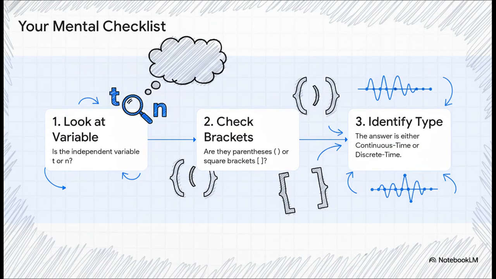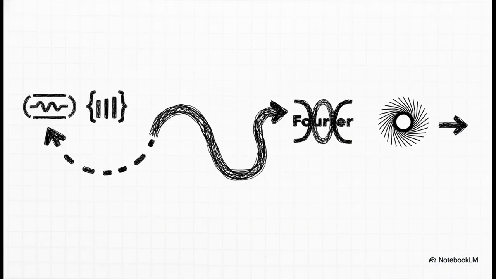So, from this point on, I want you to have this little mental checklist. Anytime you see a signal in this course, just quickly run through these steps. What's the variable? What kind of brackets are they using? Boom, you instantly know if it's continuous time or discrete time. Simple as that. And believe me, as we get deeper into this course and start talking about more advanced stuff, this one simple idea, just being able to read the notation, is going to be your guiding light.